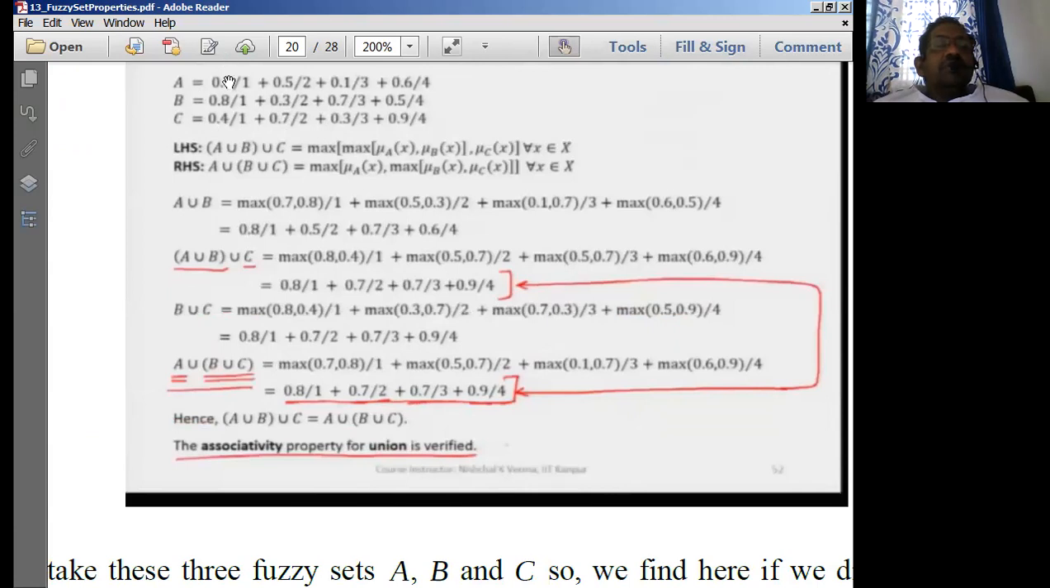What is A union B? Whichever is max: 0, 0.8, 0, 0.5, 0, 0.7, 0, 0.6 will be coming as A union B. Union C, what is C? Whichever is maximum among these values and C, that is 0, 0.8, 0, 0.7, 0, 0.7, 0, 0.9 is the relationship that I'll be getting. Similarly for B union C, the same relationship. So these two become totally the same. Therefore, we can say that (A union B) union C is equal to A union (B union C). Therefore, it satisfies the associativity property.